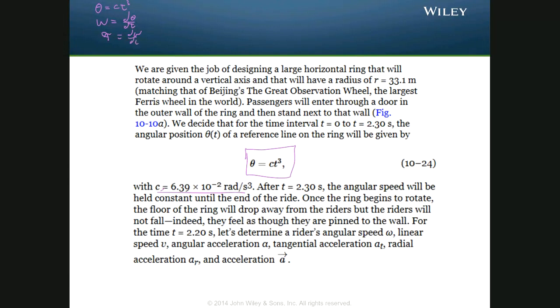So we can write that as equal to 3ct squared, and this will be equal to 6ct. All right, I'll make the alpha look a little cleaner here.